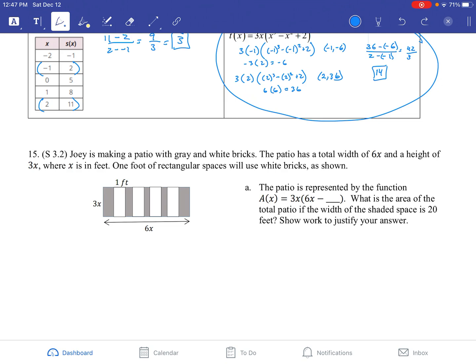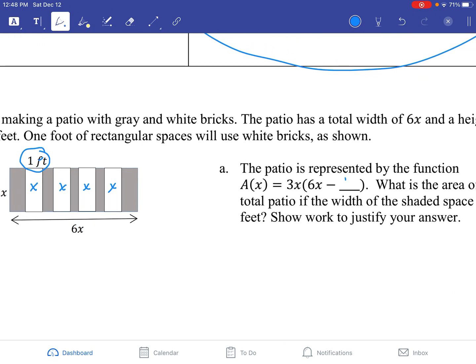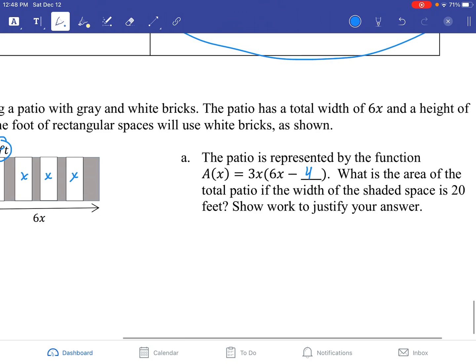So we want to figure out the width of the shaded space. We're taking out 1 foot of these white bricks or white spaces. So we got to figure out first how many there are. There are 1, 2, 3, 4. There are 4 bricks there that are 1 foot apiece. So we are subtracting 4 from the 6x part. From the total width, we're taking 4 feet away. Okay.